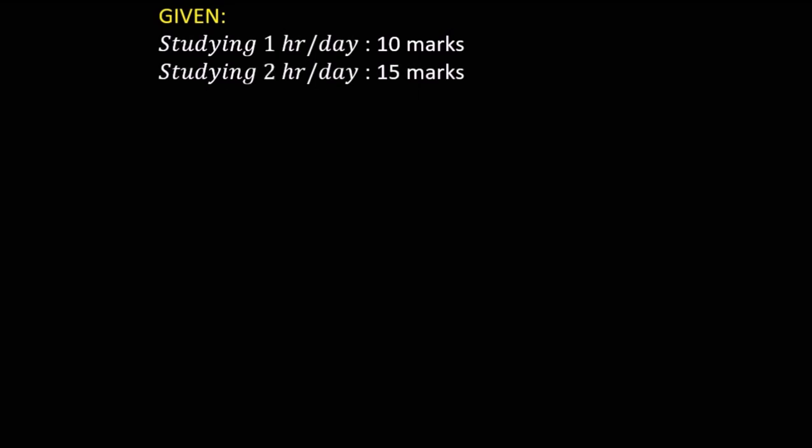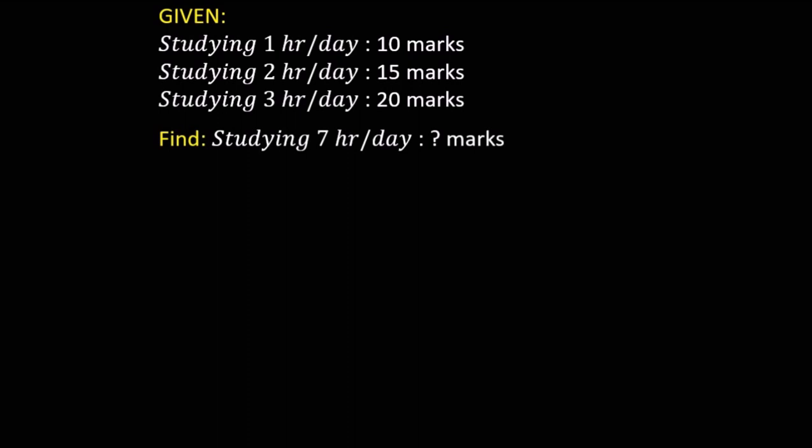So here we're given that studying 1 hour per day will get you 10 marks in an examination. Studying 2 hours per day will get you 15 marks, and studying 3 hours per day will get you 20 marks in the examination. And you are required to find how much studying 7 hours per day will get you.